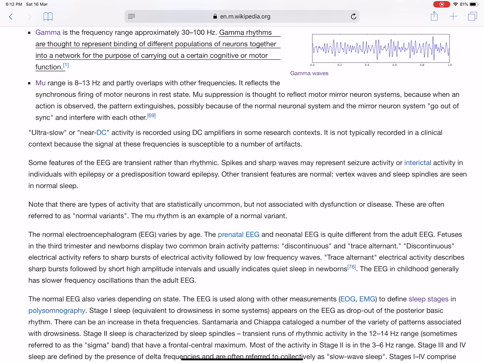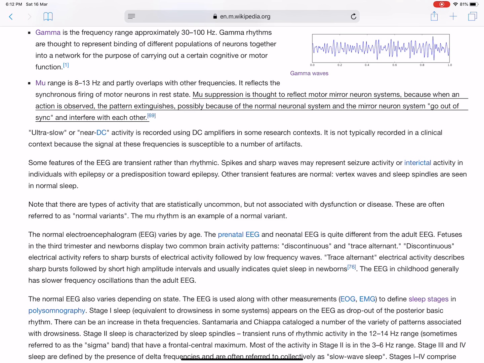Mu range is hertz and partly overlaps with other frequencies. It reflects the synchronous firing of motor neurons in rest state. Mu suppression is thought to reflect motor mirror neuron systems, because when an action is observed, the pattern extinguishes, possibly because the normal neuronal system and the mirror neuron system go out of sync and interfere with each other.